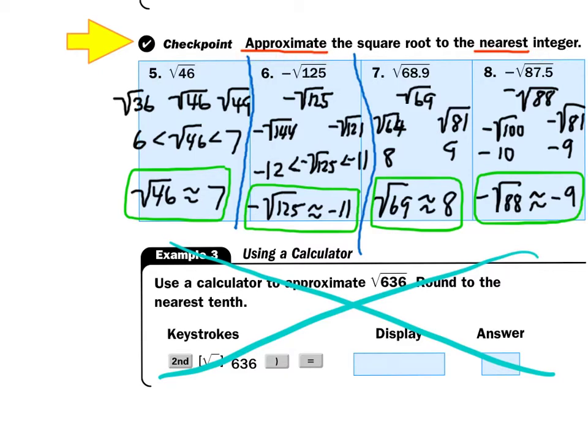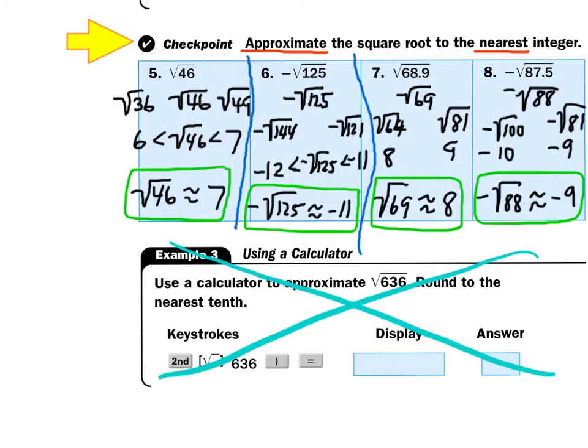Okay, so go over the checkpoint with me, and remember that directions say approximate to the nearest integer. So let's say I want to approximate the square root of 46. Well, I find the two closest perfect squares to 46, and that would be 36 is a little smaller, and 49 is a little bit bigger. And then I take the square root of everything. So the square root of 36 is the smallest, then the square root of 46 is in the middle, and then the square root of 49 is biggest. So then I just replace the square root of 36 as the number 6, so I know 6 is less than the square root of 46, which is less than 7.